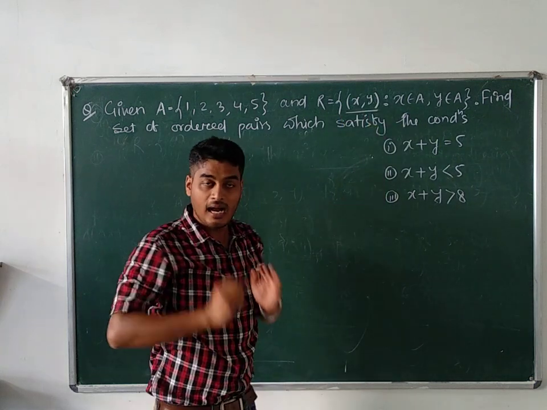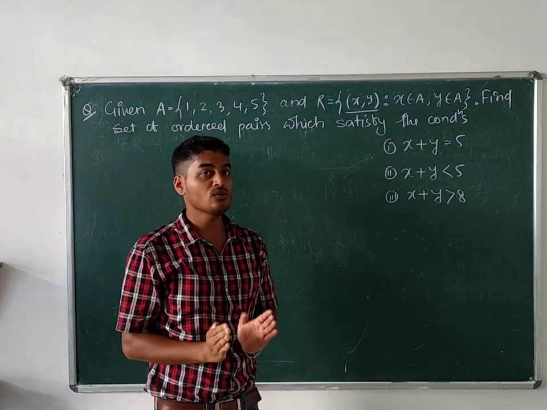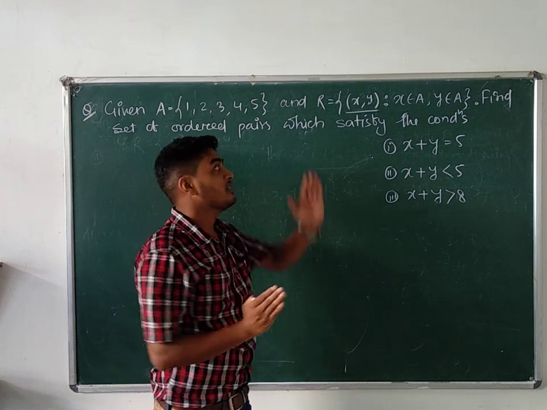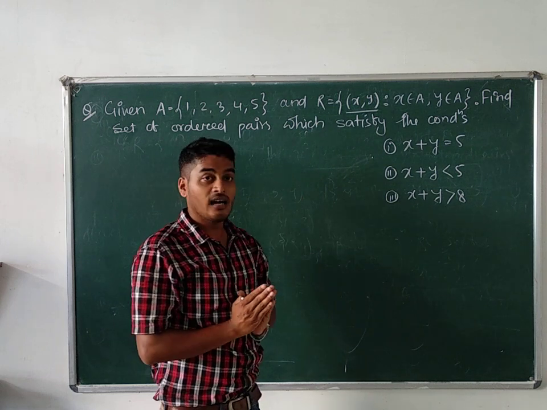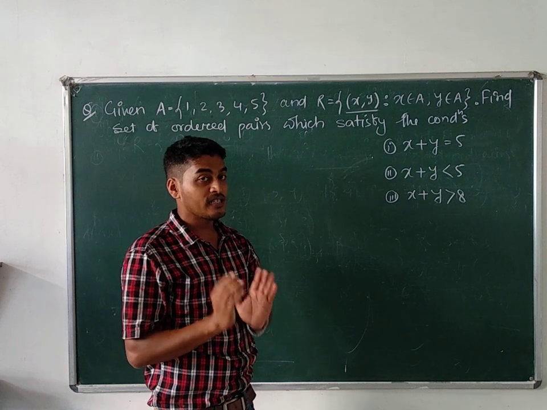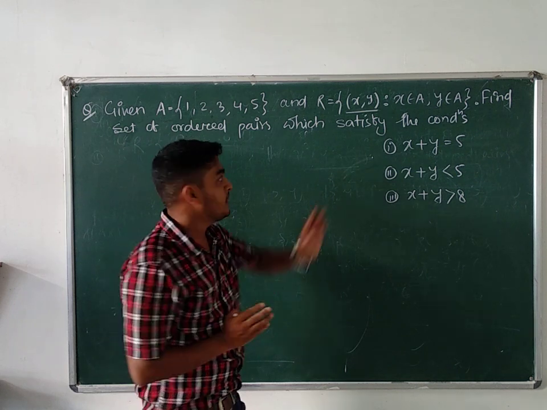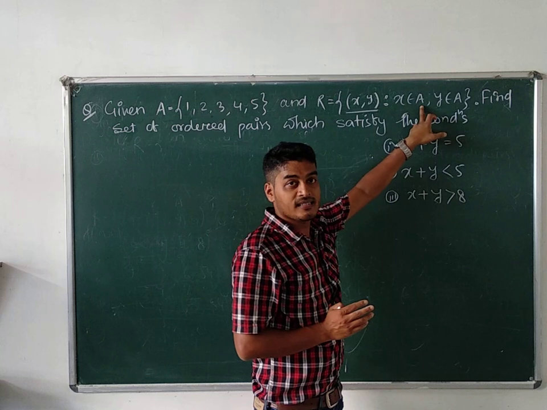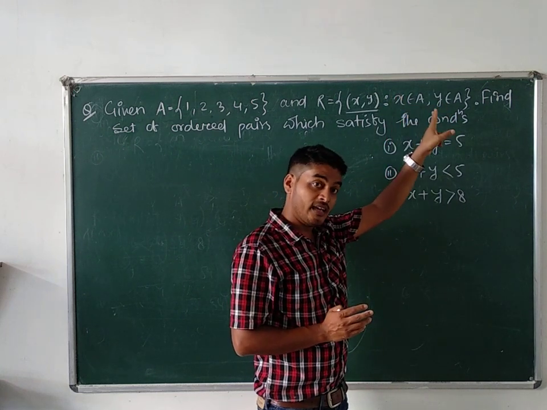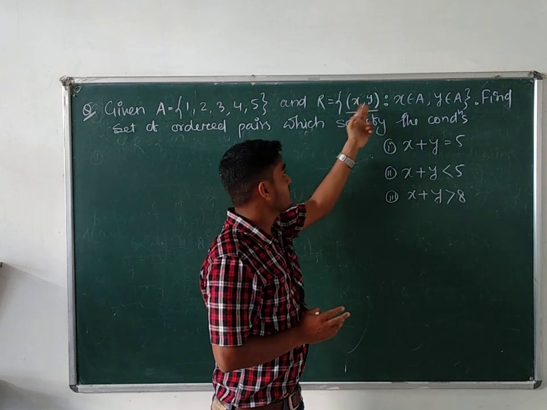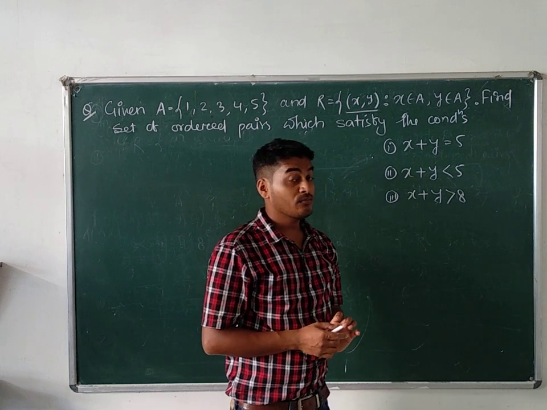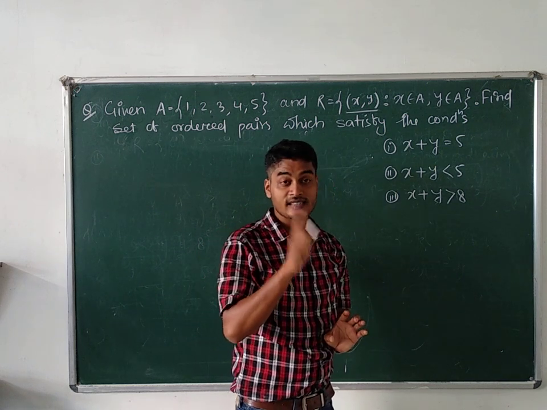form of ordered pair. The elements of the set R are in the form of ordered pair. What is the condition to be satisfied by the elements of the ordered pair? The first component belongs to the set A and the second component also belongs to the set A. That means both the first as well as the second component belong to the set A only. That type of ordered pairs will be there in the set R.